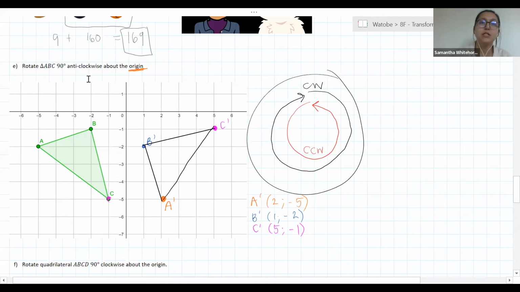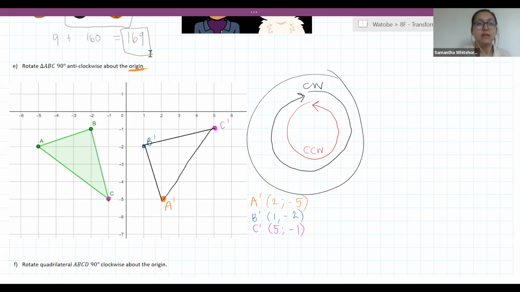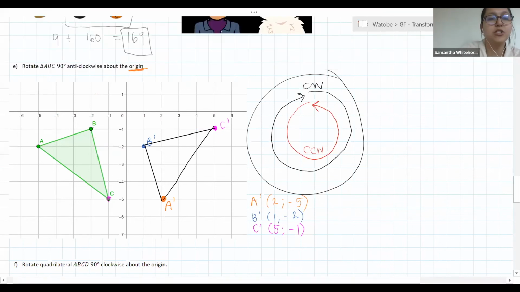So you almost need to imagine it's being attached by a string to a pin in the middle, and I'm moving the string 90 degrees to create my mirror image. And so I've swung the triangle 90 degrees to create that mirror image. Not mirror image, I'm using the wrong words, I do apologize, to create that rotated or turned image over there.